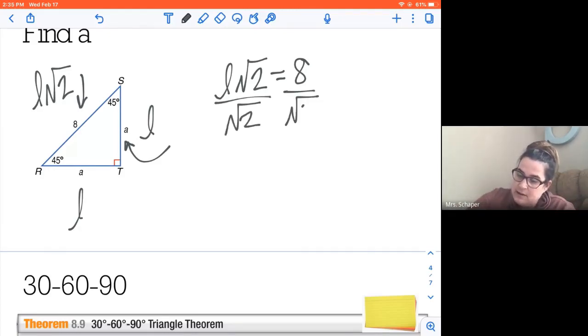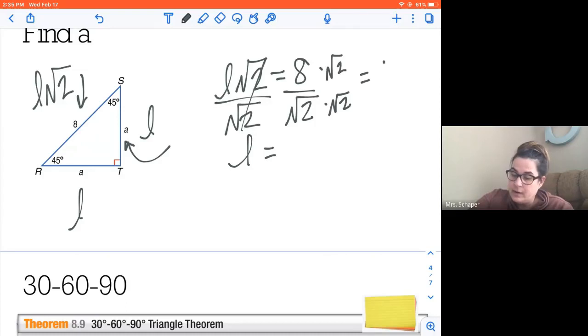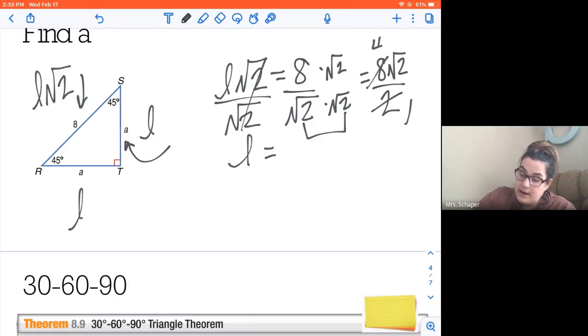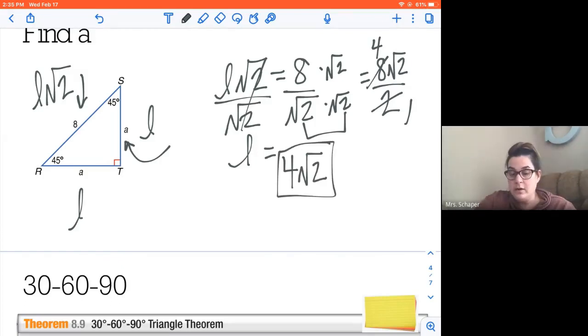I want these in simplest radical form. Well, I can't have a radical in the denominator for simplest radical form. So I'm going to multiply both by the square root of 2. 8 square roots of 2, and square root of 2 times the square root of 2 is 2. And then I'm going to simplify. 2 into 2 once, 2 into 8, 4. My answer is going to be 4 square roots of 2. That's going to be the side of my leg. Okay, so that's called a 45, 45, 90 triangle.